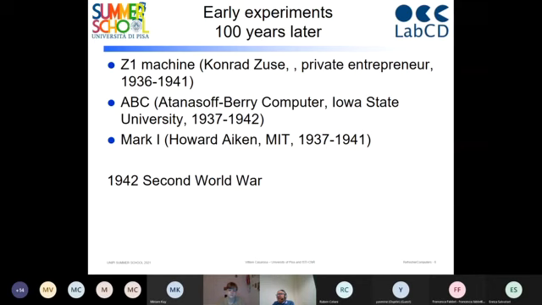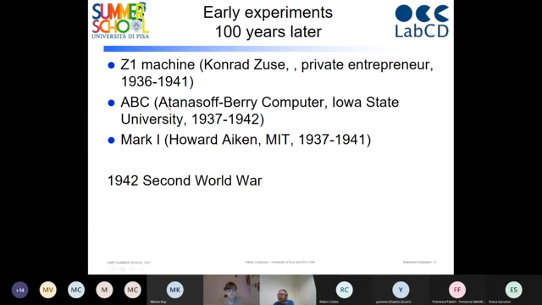Then, about in the 30s of last century, the technology was already progressing, the technology in electromechanical devices. And there have been many projects. At least 3 of them have become stable enough to be considered the first idea or the first building of a computer in the sense that we have today.